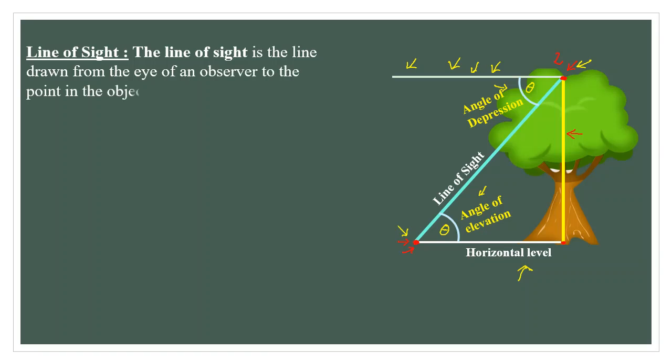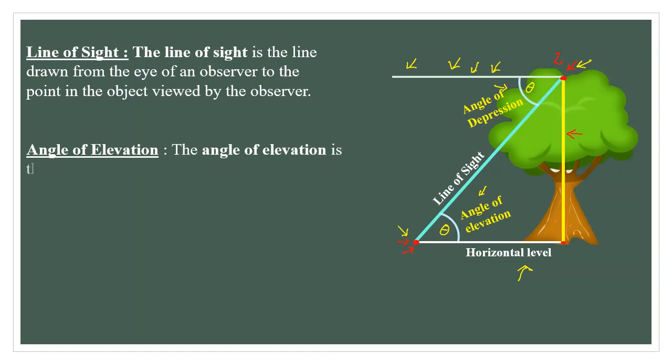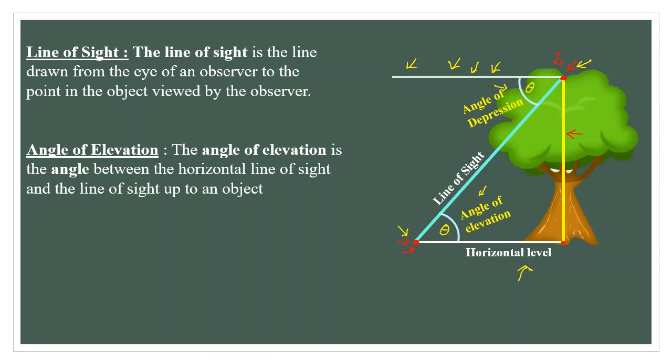So the first one is the line of sight. What is the line of sight? It is the line that is drawn from the eye of an observer to the point in the object viewed by the observer. This is the line of sight if someone asks the definition. Then angle of elevation. It is the angle between the horizontal line of sight and the line of sight up to an object. As I said, the angle between the horizontal level and line of sight is known as angle of elevation.